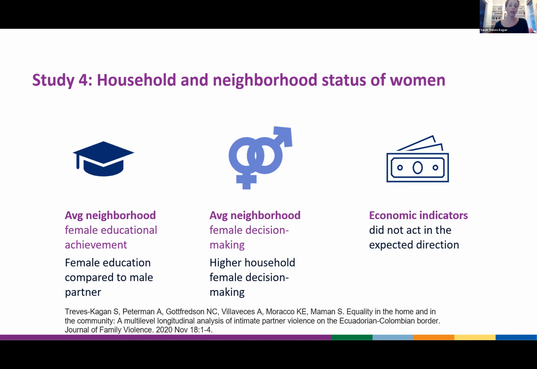women's education and decision-making were associated with IPV in the direction we expected. So if a woman in her own household had higher education or had higher decision-making, she was less likely to experience IPV. But also, if a woman was living in a neighborhood where women on average had higher educational attainment or on average had higher decision-making in their household, independent of what her own decision-making or education was, she also experienced lower levels of IPV. The economic indicators didn't act in the way that we expected, but I'm going to skip that because of time.